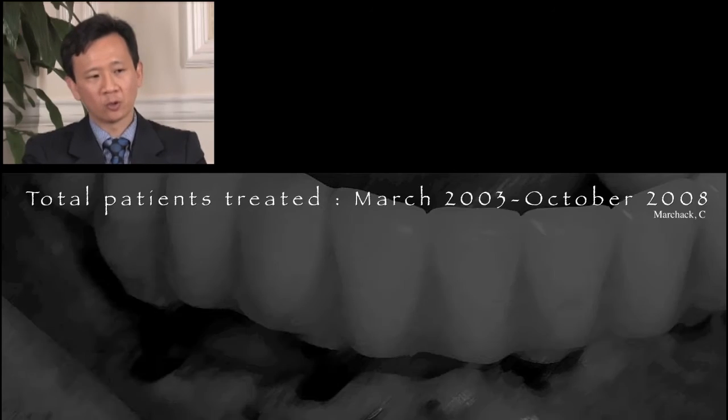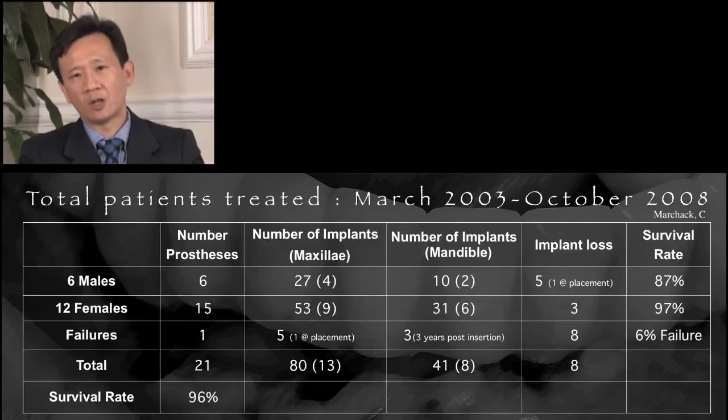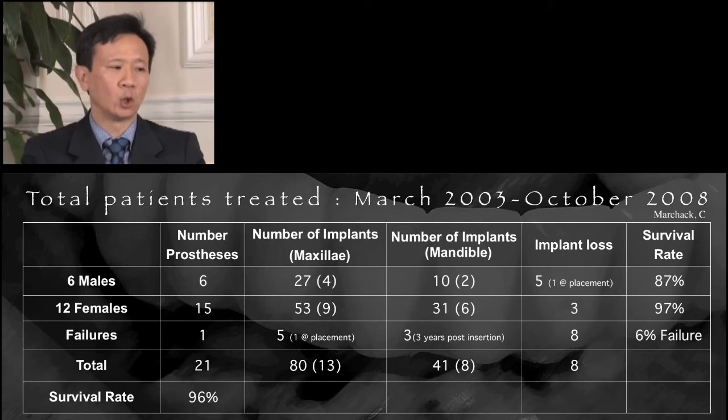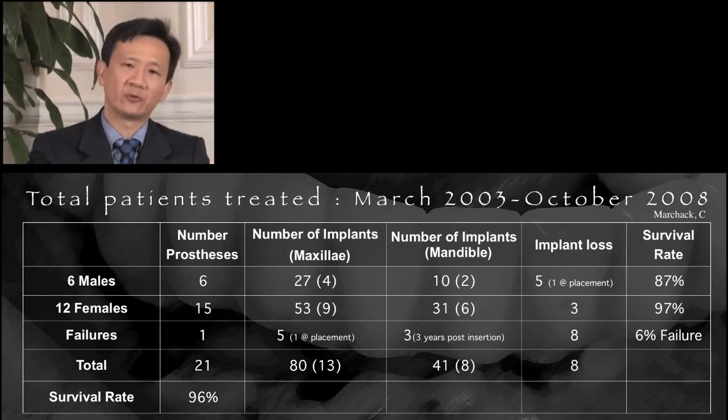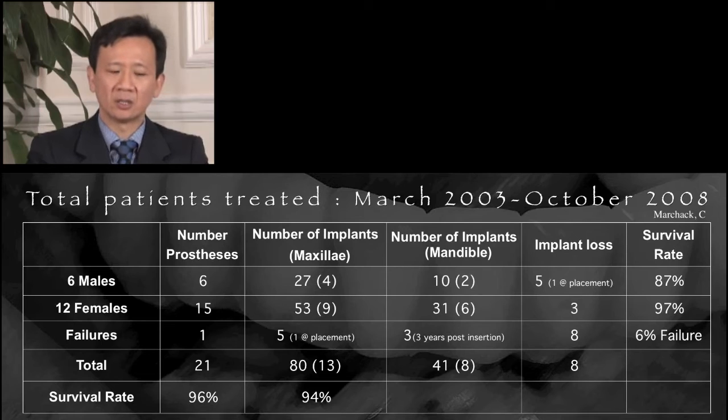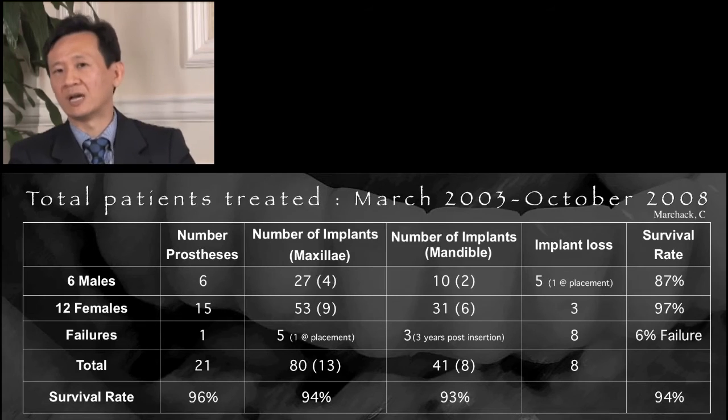With this new protocol, what we found as we followed up with these patients, we're looking at a survival rate of the prosthesis of 96%, in the maxilla 94%, in the mandible 93%, and a total survival rate starting from 2003 all the way to 2008 of 94%.